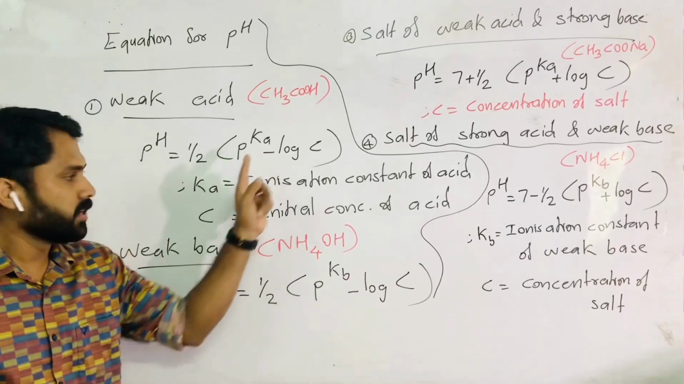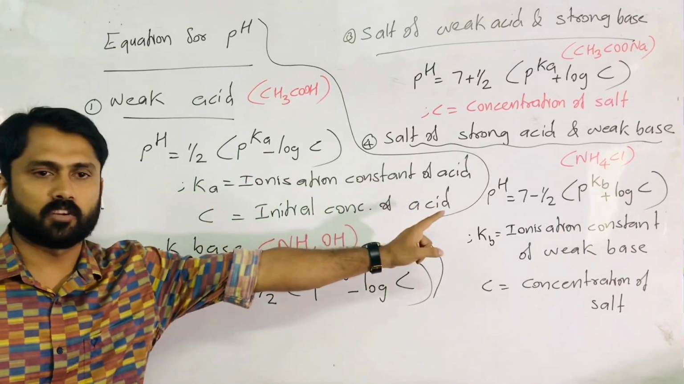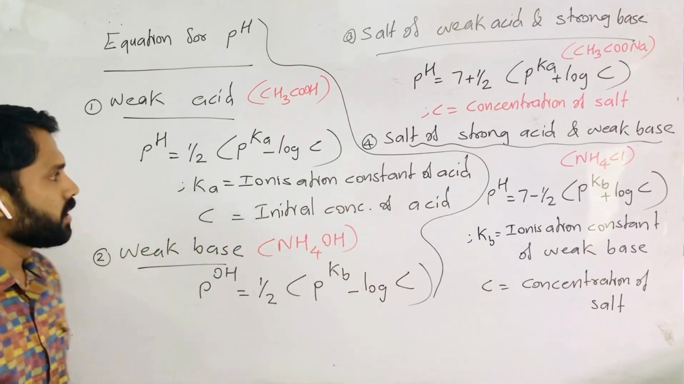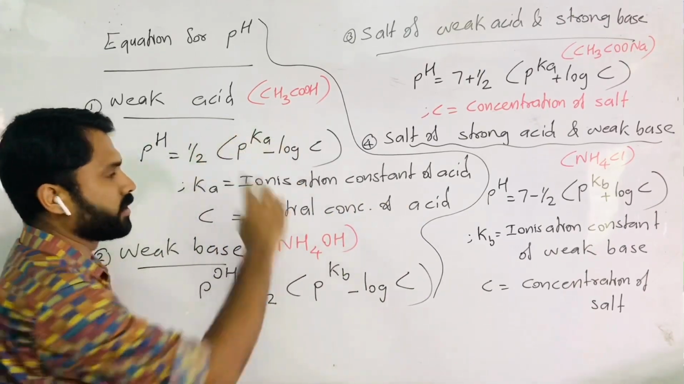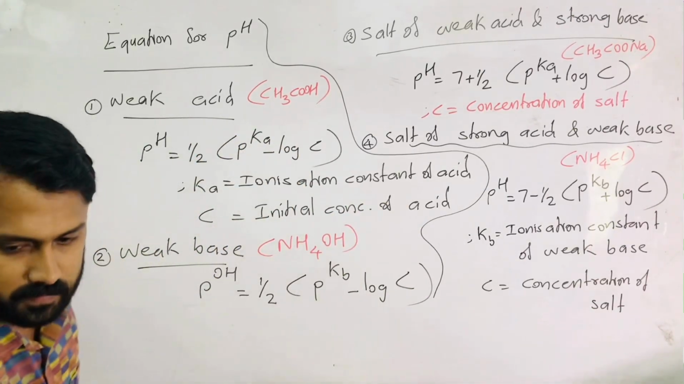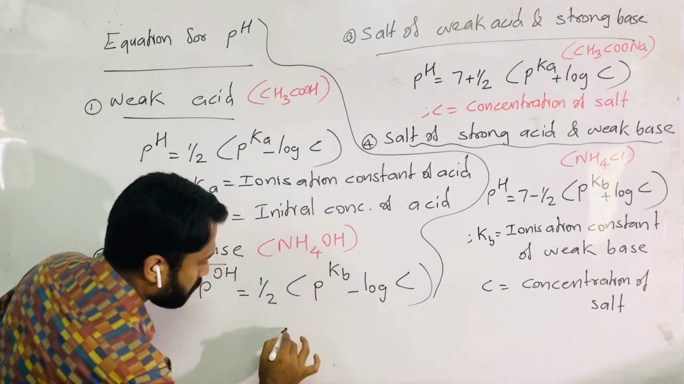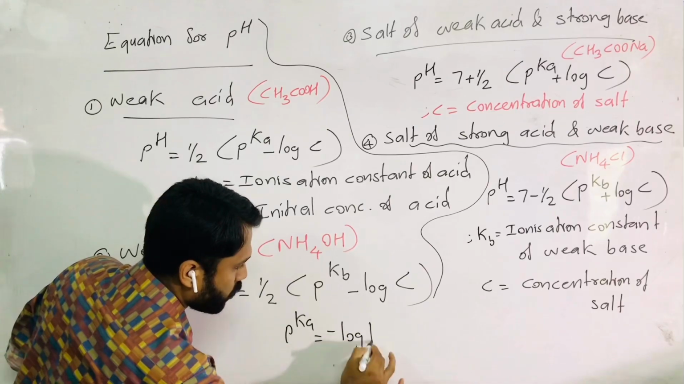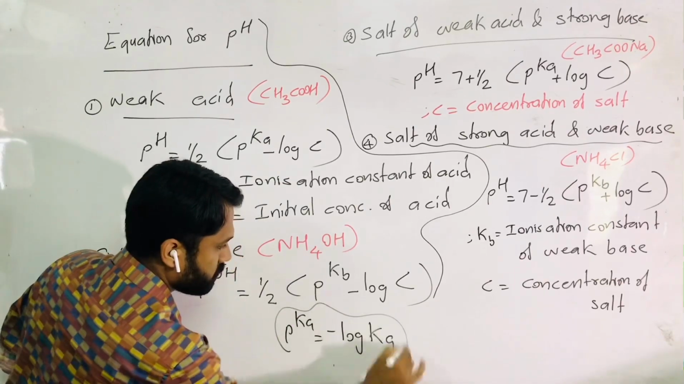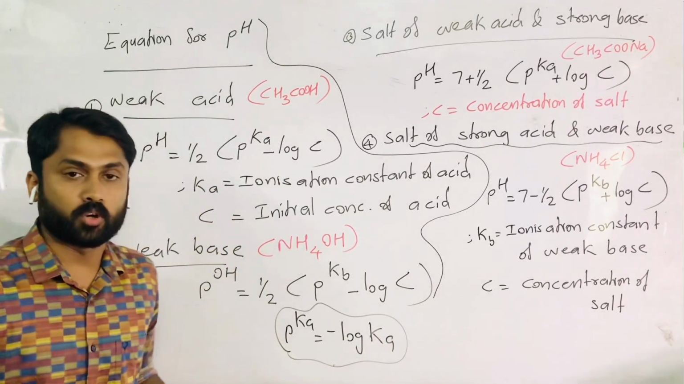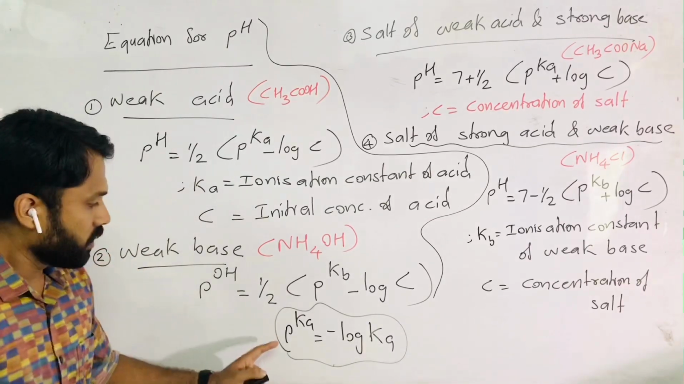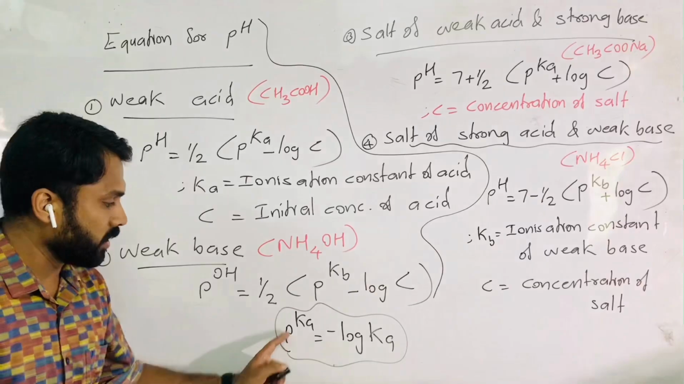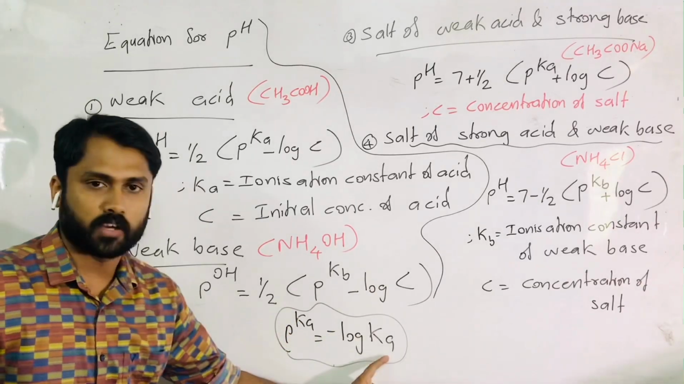What is Ka? That is the ionization constant of the acid. What is C? That is the initial concentration of the acid. Here a new term comes. What is it? pKa. pKa is equal to minus log Ka. We know pH is equal to minus log H plus. Similarly, pKa is equal to minus log Ka.